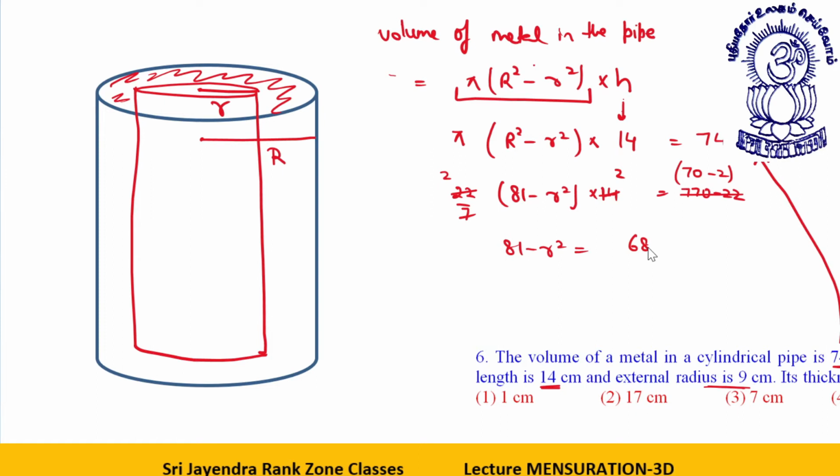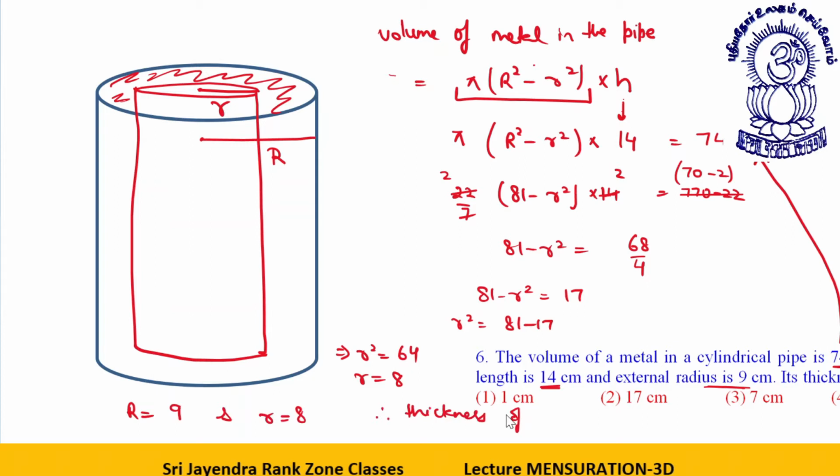Now you have capital R as 9 and small r as 8. Therefore, thickness is equal to 9 minus 8. That is 1 centimeter. Look at these blunderful options. Can thickness be ever more than the radius, external radius? Impossible. Okay, clear? The next one.